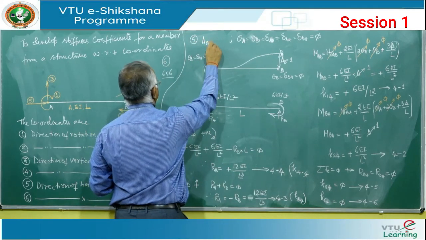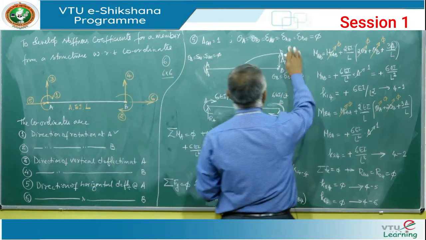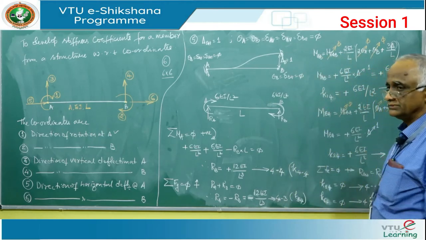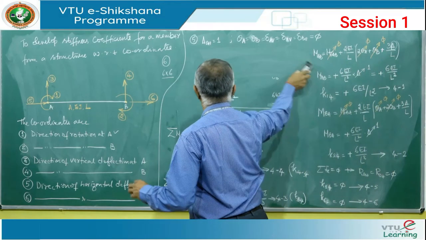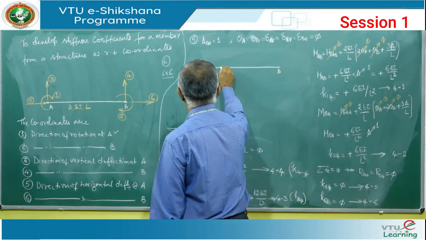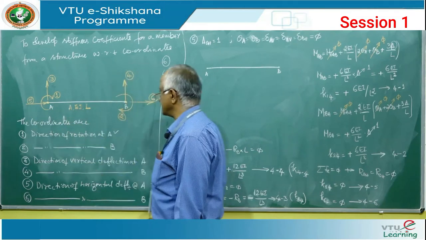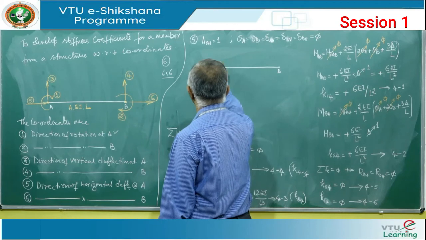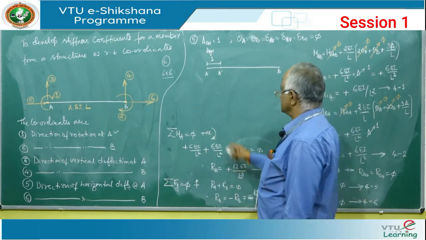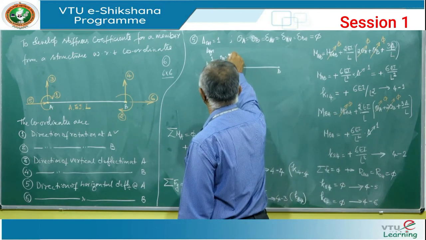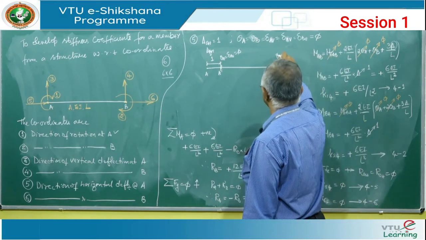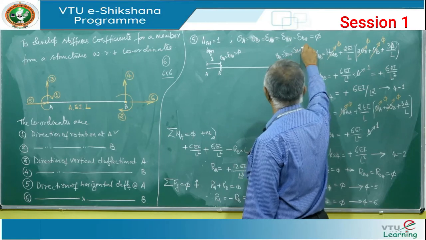It is delta AH equal to 1. Theta A, theta B, delta AV, delta BV and delta BH should be equal to 0. How to represent this now? It is again the same beam AB. Your force is applied in this direction now, towards the right side. That means A moves to A dash by an amount 1, that is equal to your delta AH. Once you move it to this, this is fixed now. Theta A and delta AV are 0: there is no vertical movement, no rotation, so both of them are 0. Coming to this support B, theta B, delta BV, delta BH should be equal to 0.